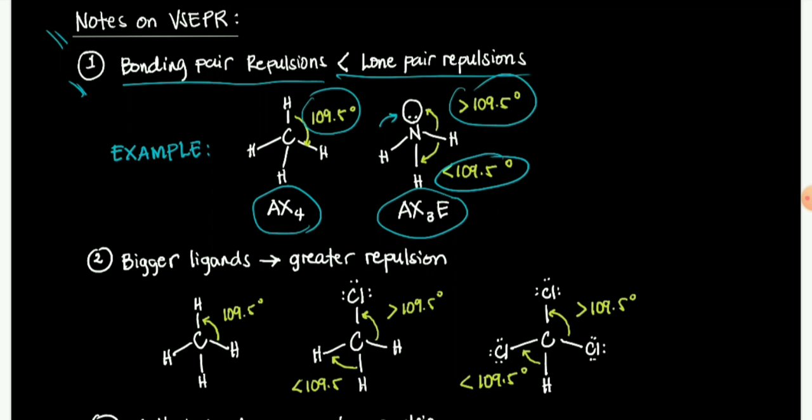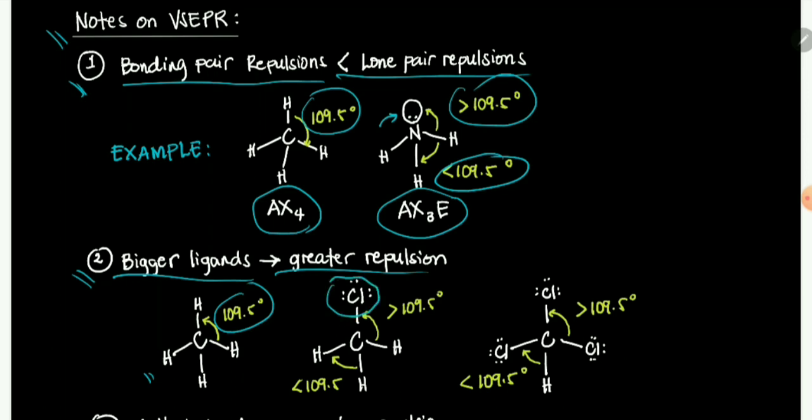So nag-give way yung bonding pairs sa lone pairs kasi mas dispersed ang wave function ng lone pairs around the central atom. Okay? So for number 2, bigger ligands means greater repulsion. So kung puro hydrogen lang, for example dito sa methane, okay, uniform yung angle, 109.5.